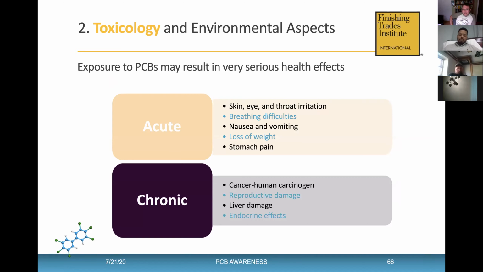Nausea and vomiting, weight loss, stomach pain. And some of the chronic or long-term, where typically it's lower doses over a longer period of time that you might work. And usually chronic diseases don't go away. Acute things typically do go away, right? Unless it's so acute, like a burn or maybe a broken leg, it might cause some lasting damage. But for the most part, if you're having throat irritation and you remove yourself from the exposure, that goes away at some point. But these chronic diseases, no. You get cancer, you got cancer. You've got to fight to get rid of it. Reproductive damage, liver damage, etc.